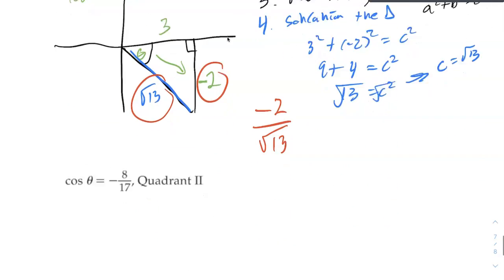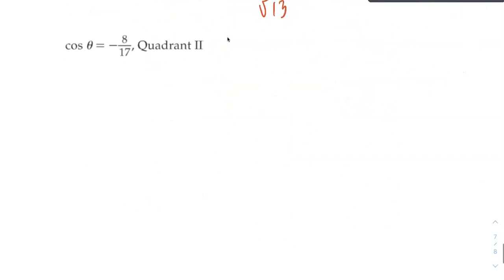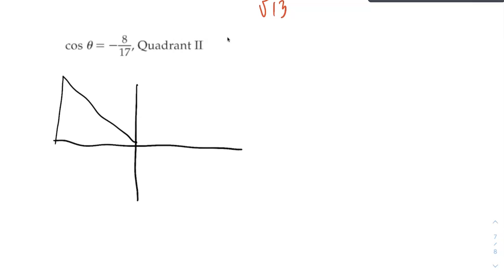Let's do one more just for practice. This one says cosine theta equals -8 over 17 in quadrant 2. So here's quadrant 2. Quadrant 1, 2, 3, 4. There's quadrant 2. And then we fill out the sides. So cosine, SOHCAHTOA: adjacent over hypotenuse. So my adjacent is 8 and my hypotenuse is 17.